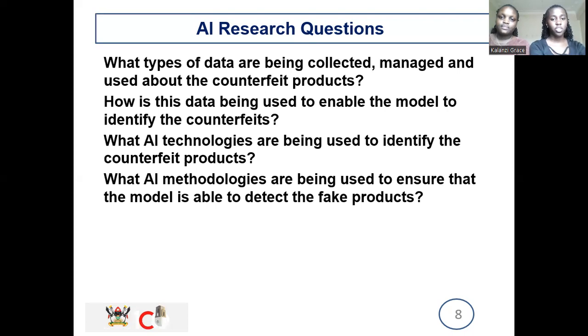Then what AI technologies are being used to identify the counterfeit product? I think we are using image recognition, text recognition, and of course processing, and others that are going to come along as we continue. Then what AI methodologies are being used? We have the naive Bayes classifiers. I think we're going to see that in the slides to come, and then other methodologies. But these were basically the research questions that we could think about as we researched this whole project.